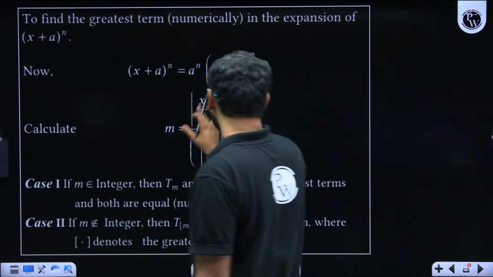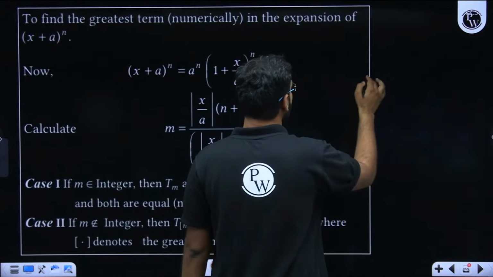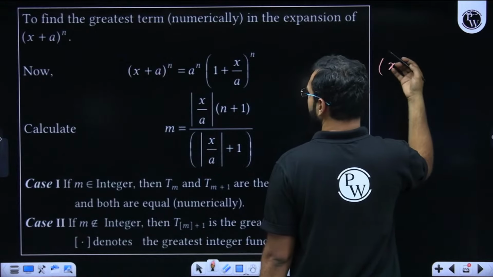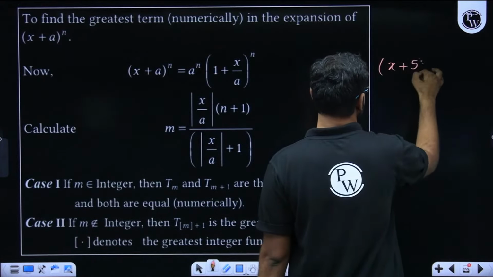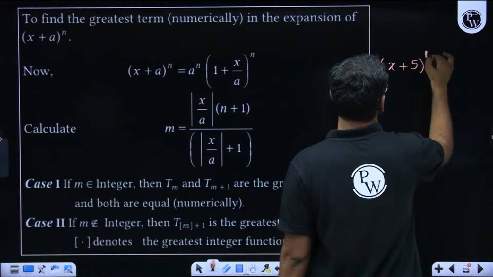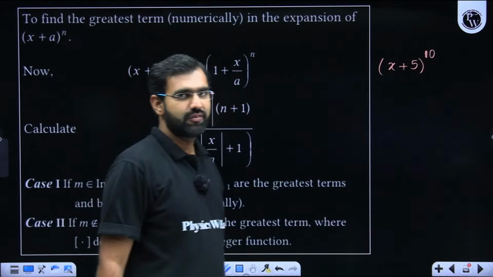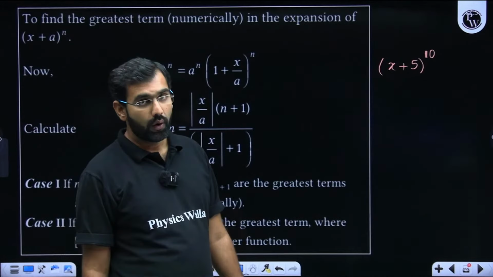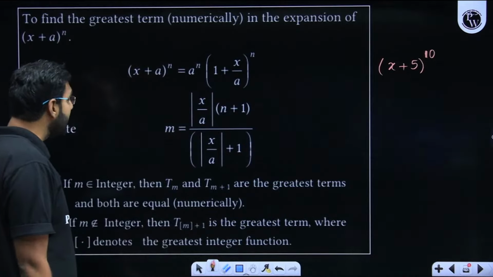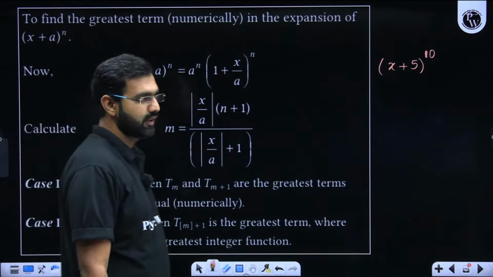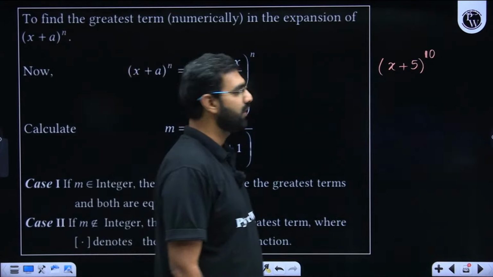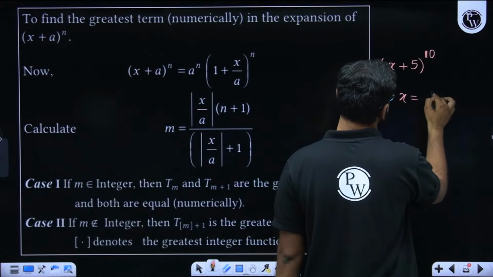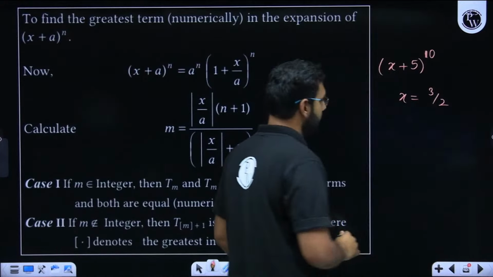Now there is another set of questions. Let's say there's this question where you are given x plus any number, let's say (x + 5) to the power 10 is what you're given, and you're asked what could be the numerically greatest term in the expansion of this when x is, let's say, 3 by 2. I hope you understood the question.